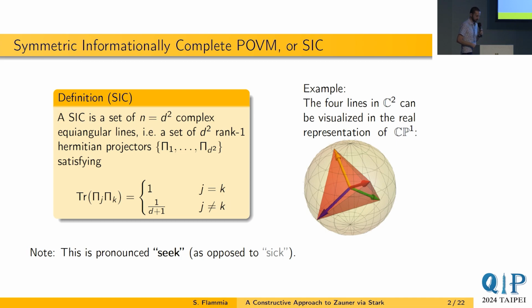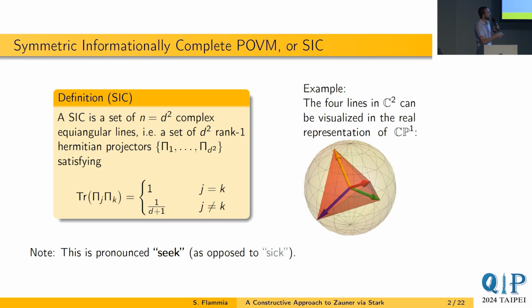So this is the construction in dimension 2 that Maris was just talking about. The definition of a SIC POVM: it's a set of d squared complex equiangular lines, or equivalently a set of d squared rank 1 Hermitian projectors that satisfy this, that their trace inner product is 1 if j equals k, and otherwise it's 1 over d plus 1. This number pops out of the geometry if you just constrain the dimension to d and the number of different projectors to be d squared.